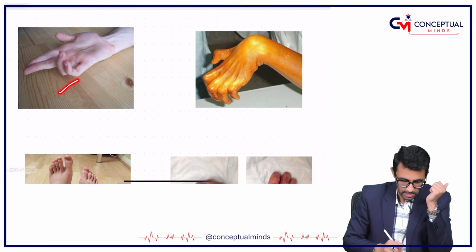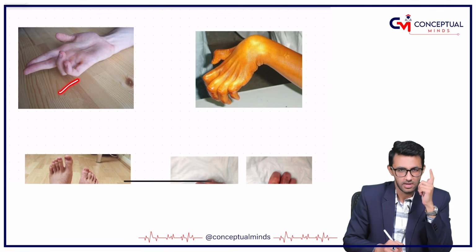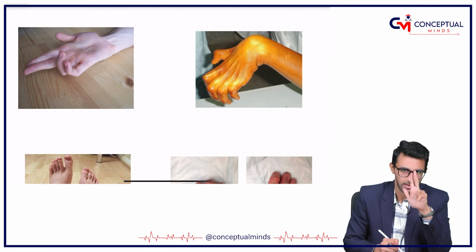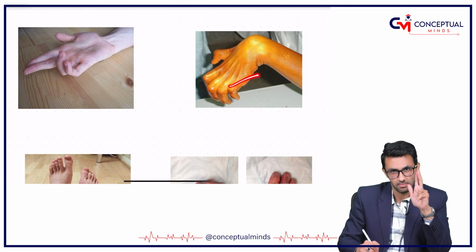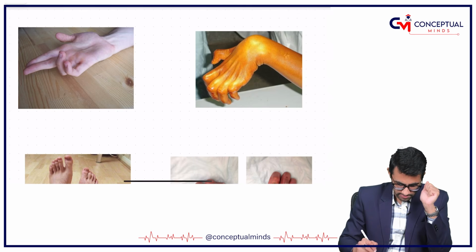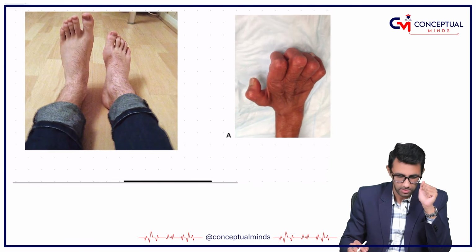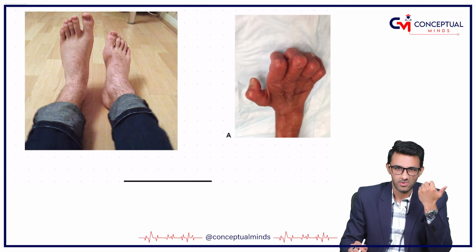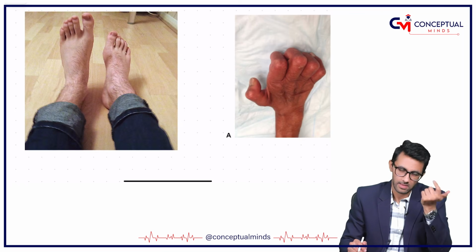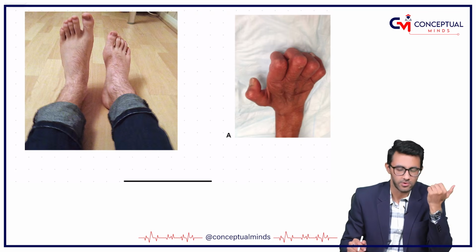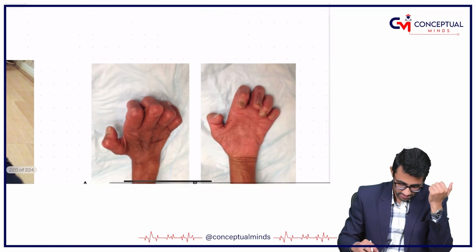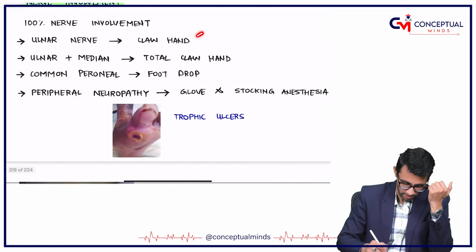Okay, so this is just the ulnar nerve which is damaged. Yes, right, like this. And this is ulnar plus median nerve that is damaged. Okay, how about this one? Can you comment on this? Definitely there is only one nerve involved here, that is the common peroneal nerve. That is the foot drop. Yes, so even in leprosy, if the common peroneal nerve is involved, there would be foot drop. Simple. Okay, so we covered the first 3 points.